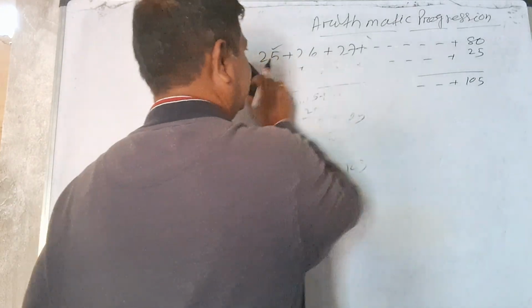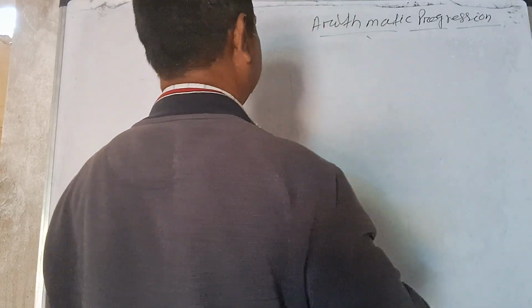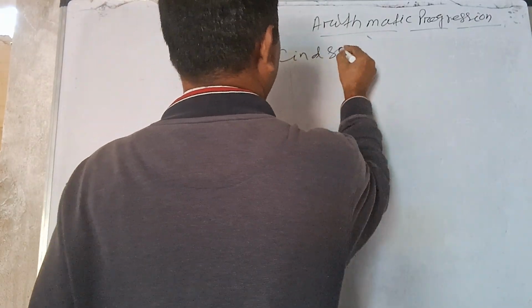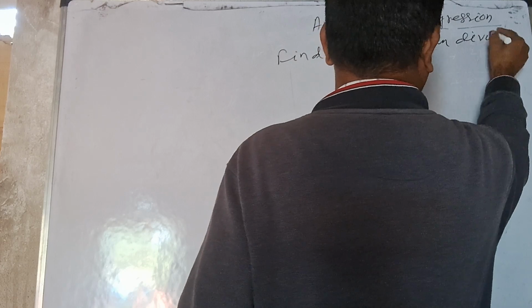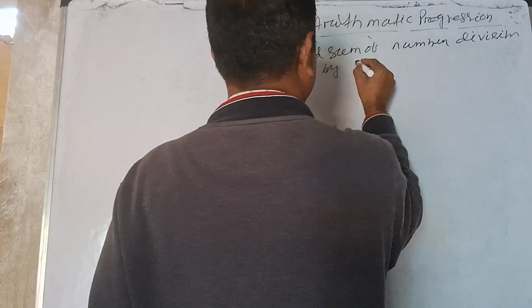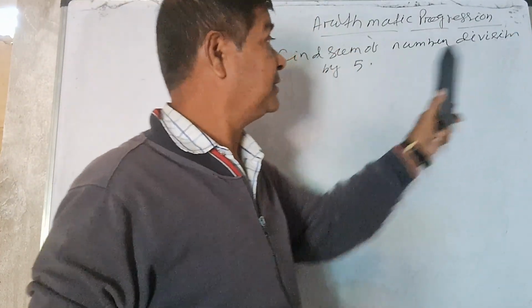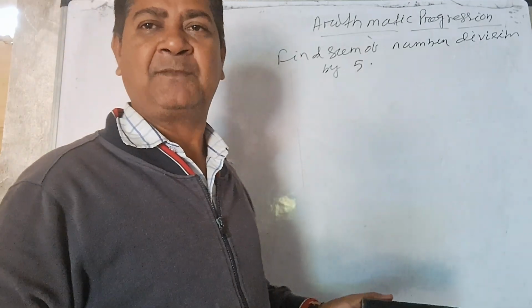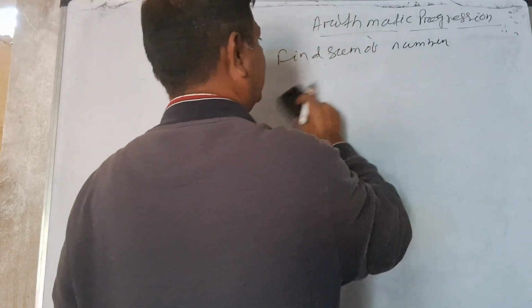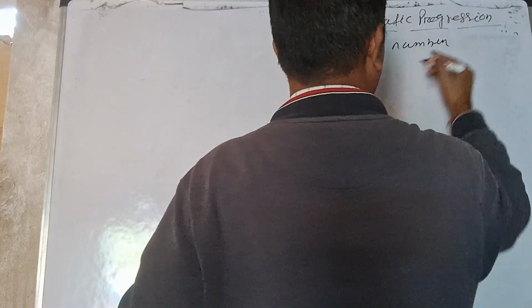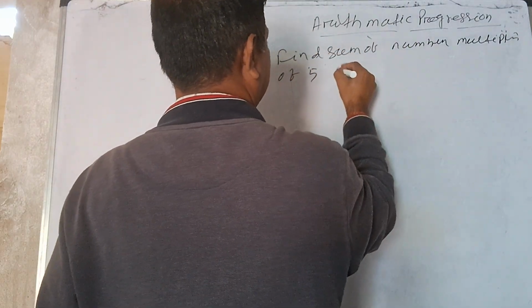Similarly, another trick. Find the sum of numbers divisible by 5, that is, multiples of 5 less than 100.